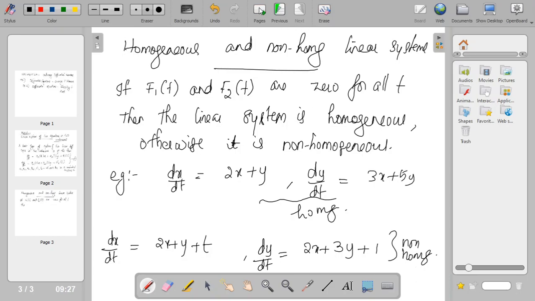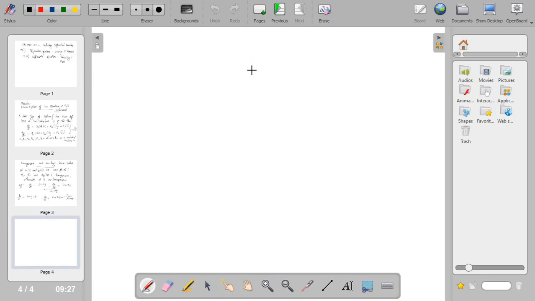So next, now that we have a homogeneous system, our next interest is what is called the solution of a homogeneous system. So we will look at what is the solution of a linear system. By solution of a linear system, that is a pair of functions x and y such that it satisfies the equation. So we will see what is the definition of solution.